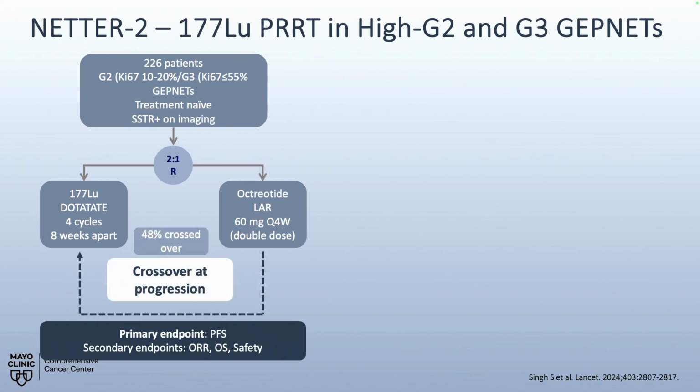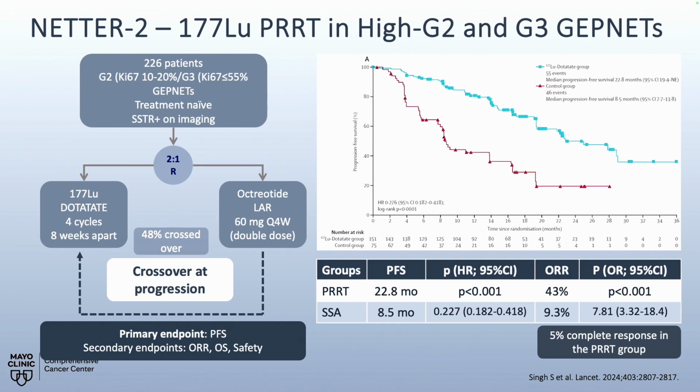And then there was this option for what's called a crossover. So if you ended up on this arm and then the tumors grew, you had the option of crossing over to get the radioactive therapy, and about half of them did that. Again, the primary endpoint was progression-free survival, and this is what the survival curves look like. Those who got PRRT on average got about 23 months versus 8.5 months. So clearly PRRT is much better in terms of delaying tumor growth.